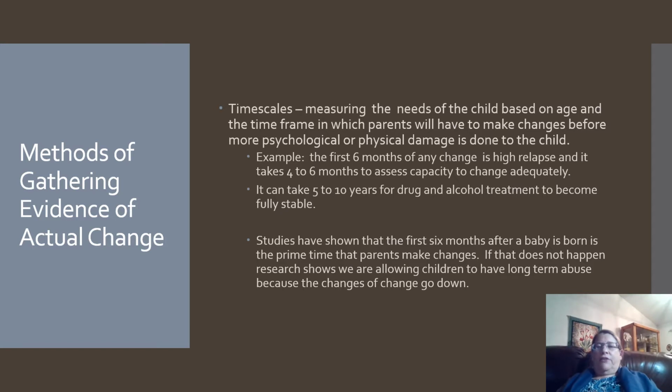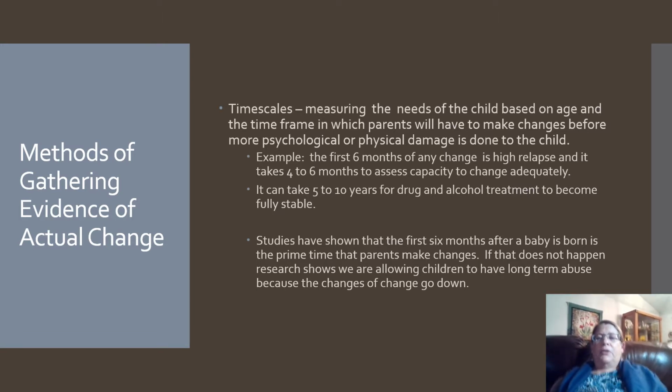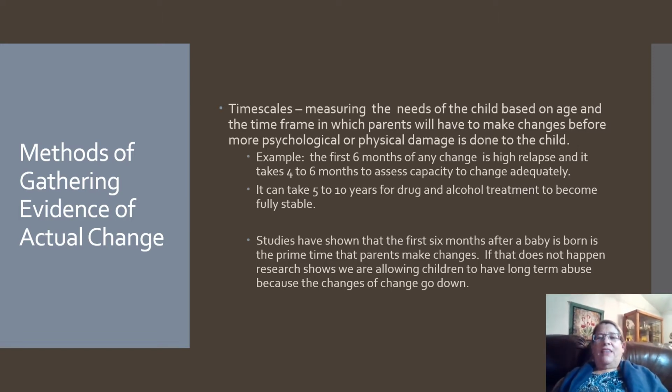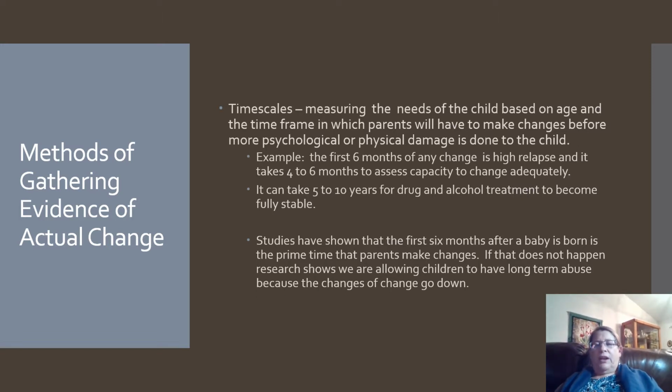So again, the first 6 months after the birth of a baby is the most key time when people are willing to make a lot of changes in their life. And the same goes, though, if you have a drug or alcohol problem, the first 6 months of any change is when you have the highest relapse. And it can take 4 to 6 months alone just to assess the capacity of the person to change. And then it takes between 5 and 10 years for a serious drug addict or alcoholic to actually get fully stable from not drinking and using.